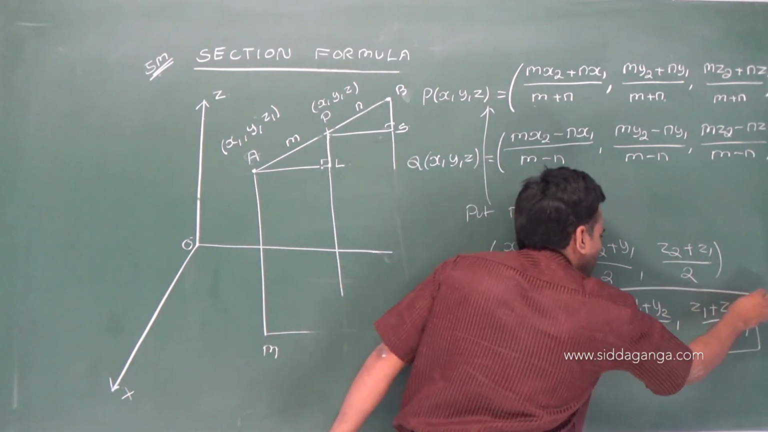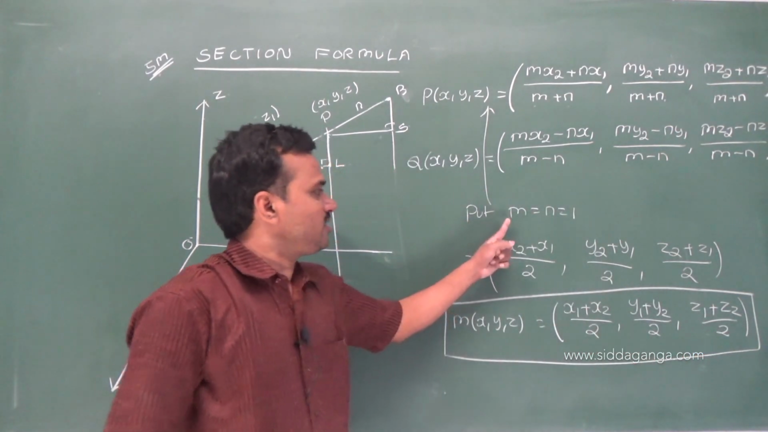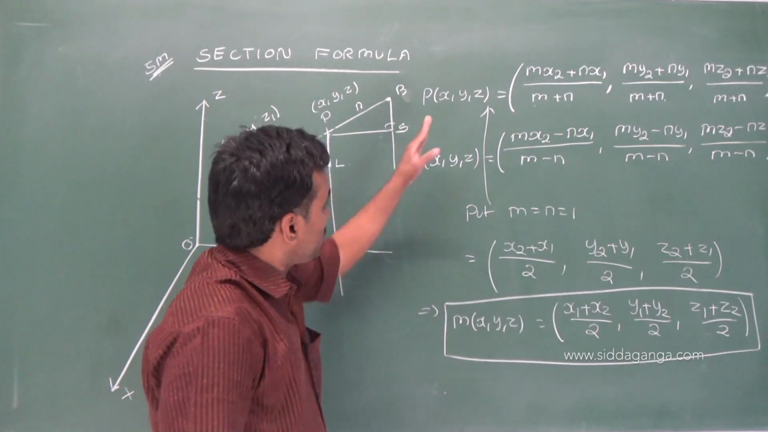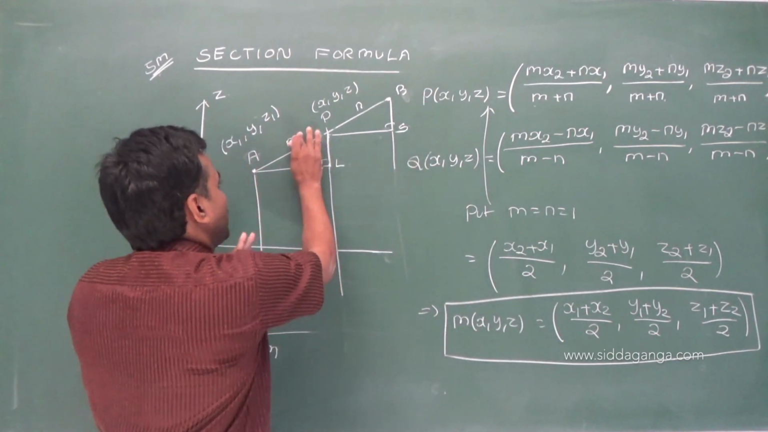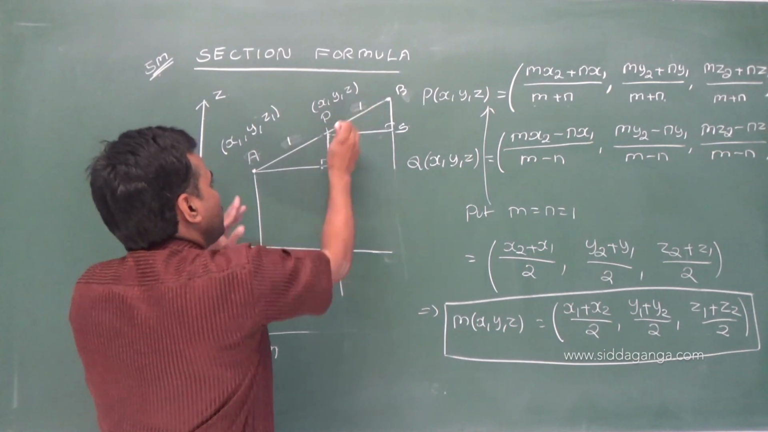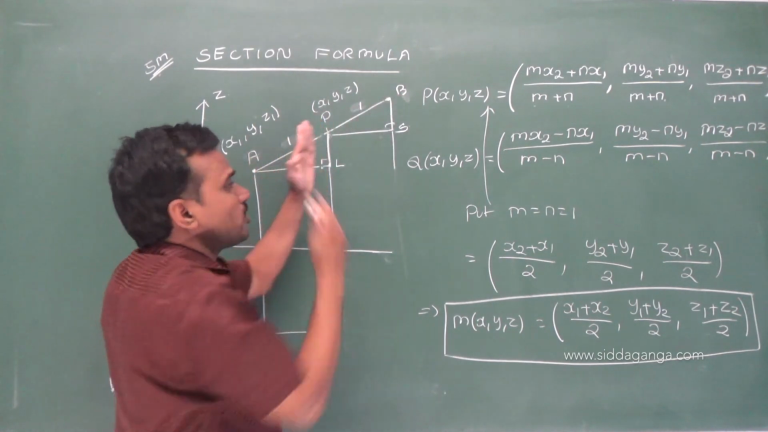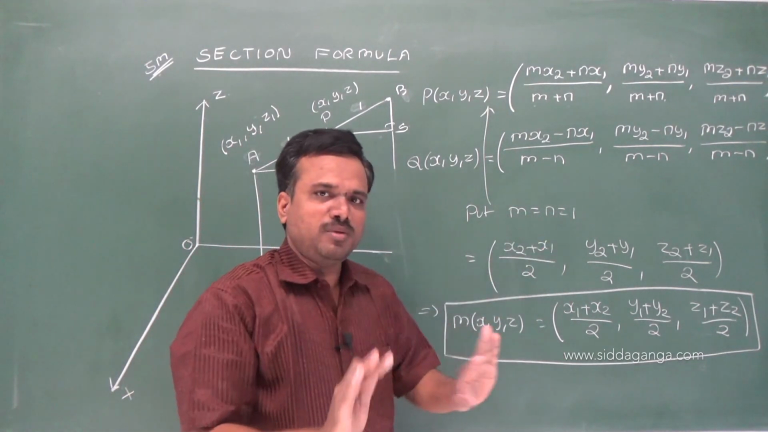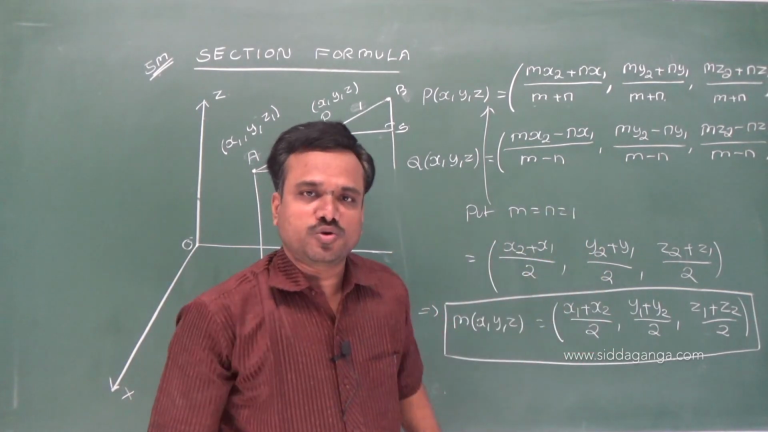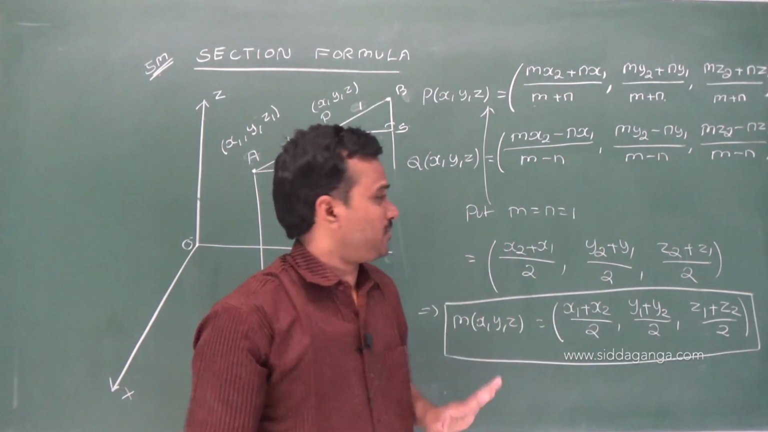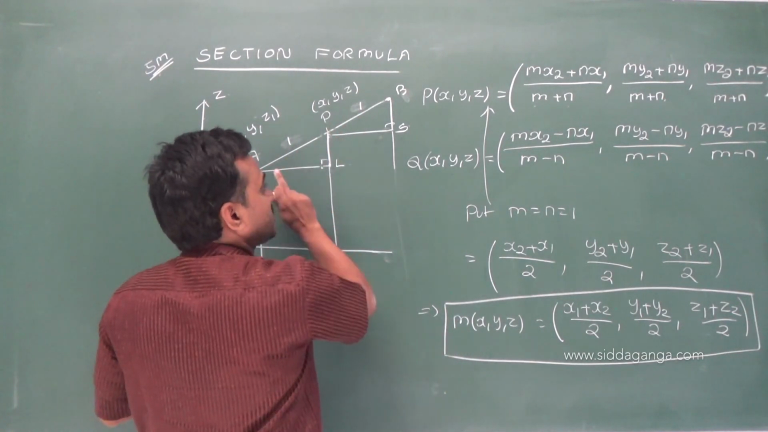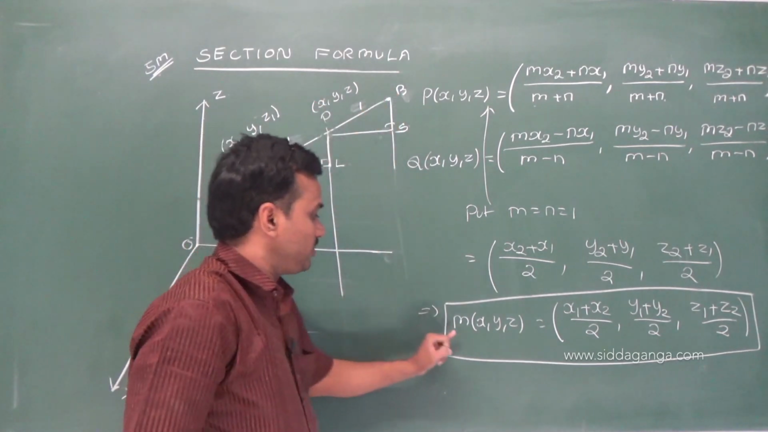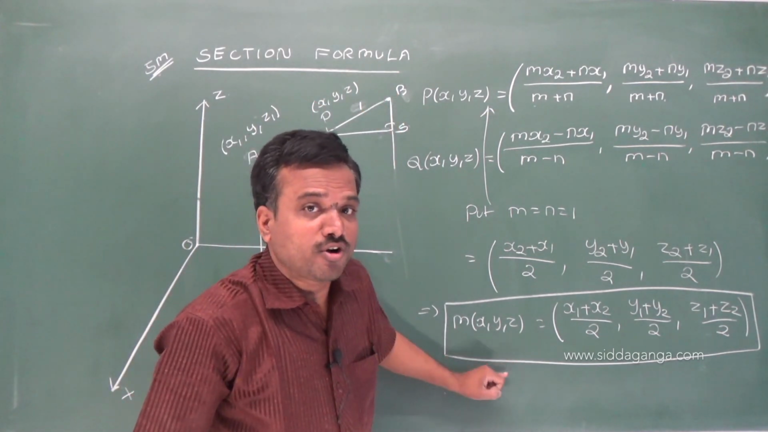So midpoint formula. Why is it the midpoint formula? See the distance. M and N are 1, the same distance. That means the point P lies exactly at the midpoint of AB if both M and N are the same. Not only 1; for simple calculation I take 1. If you take 2 also, 4 also, 3 also, whatever it may be, if the same distances are there, that means P lies exactly at the midpoint of AB. That's why we call it the midpoint formula.